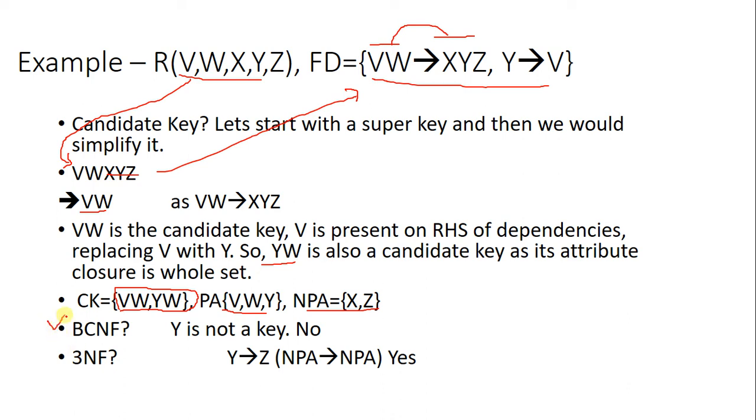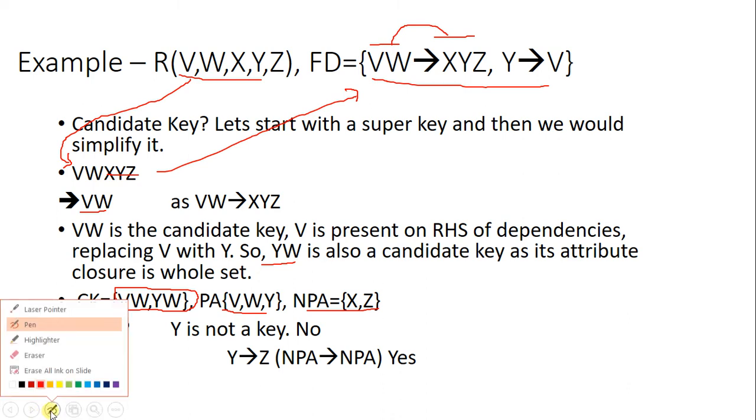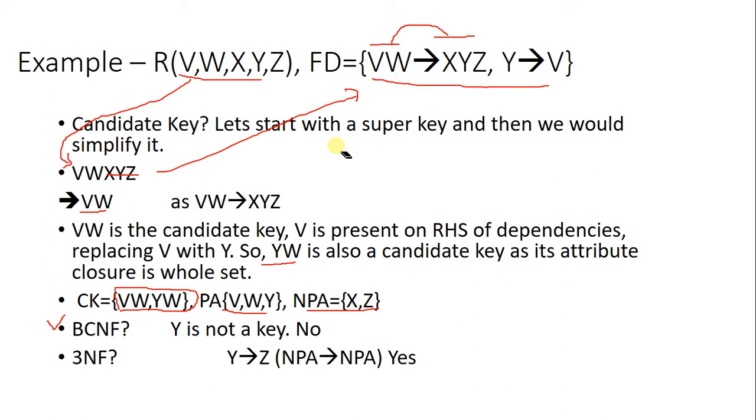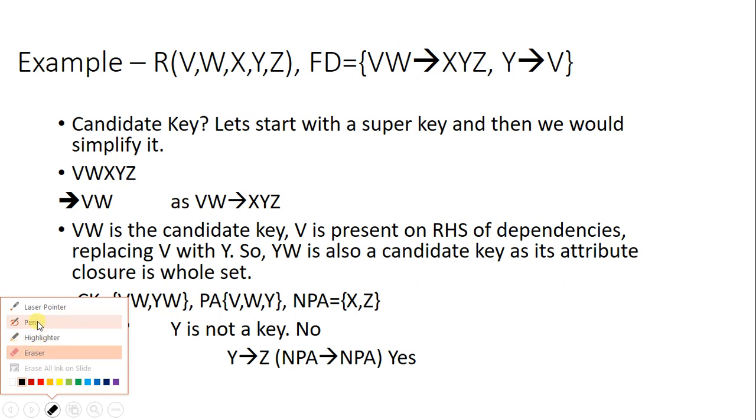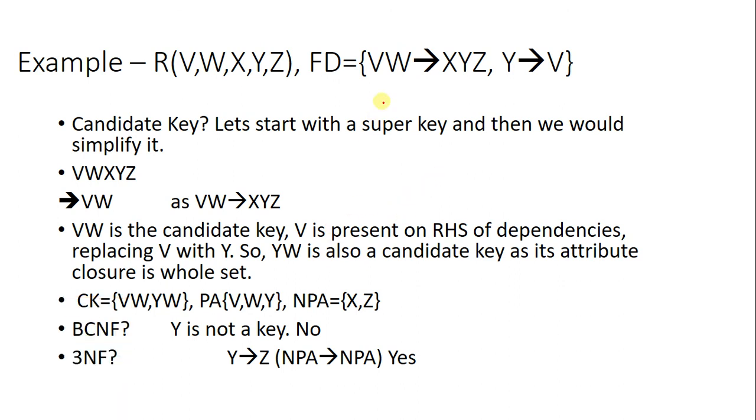BCNF says that there must be only keys on the left hand side. Here you see that VW is a key. Yes, it is a candidate key. And is Y a key? No, Y is not a key. This is a key, this is not a key, so it is not in BCNF.